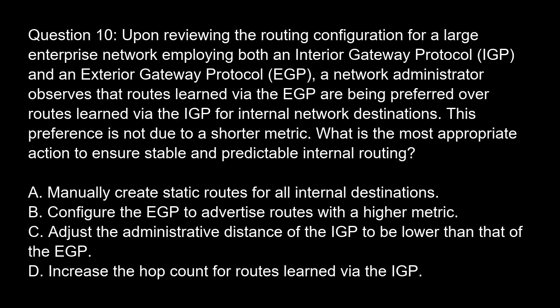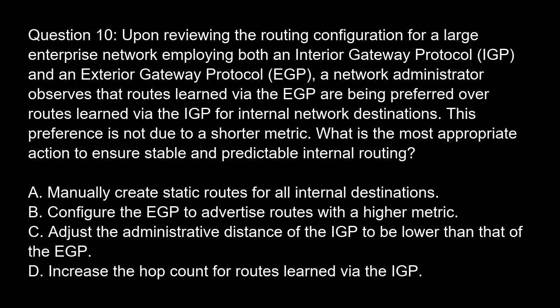Question 10. Upon reviewing the routing configuration for a large enterprise network employing both an interior gateway protocol, IGP, and an exterior gateway protocol, EGP, a network administrator observes that routes learned via the EGP are being preferred over routes learned via the IGP for internal network destinations. This preference is not due to a shorter metric. What is the most appropriate action to ensure stable and predictable internal routing?